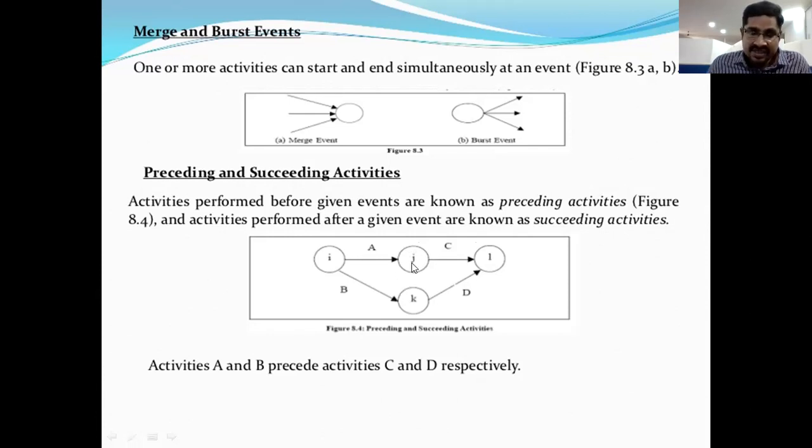Suppose J is the activity. To complete this J, we should ensure that I is completed. So I is the preceding activity, and after its completion, we will perform L activity. So L is the succeeding activity. Take the example of K. K's preceding activity is I and K's succeeding activity is L, right? So this is about preceding activities and succeeding activities.